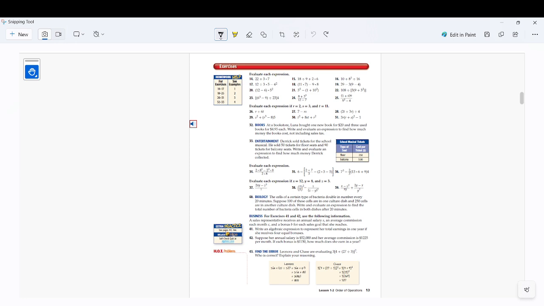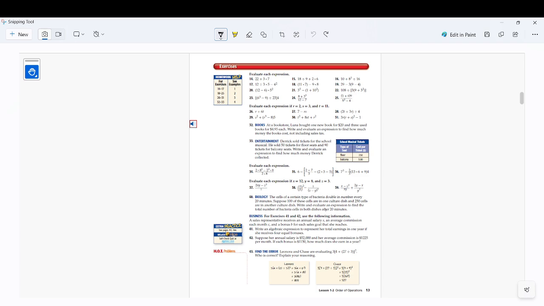Today we are going to solve question number 40. It says the cells of a certain type of bacteria double in numbers every 20 minutes. Suppose 100 of these cells are in one culture dish and 250 cells are in another culture dish. Write and evaluate an expression to find the total number of bacteria cells in both dishes after 20 minutes.